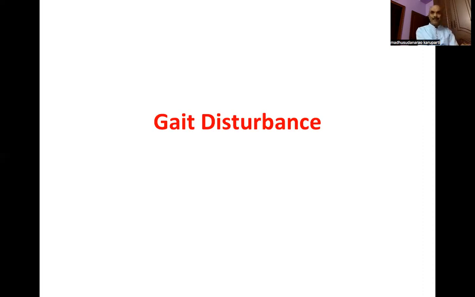From there, a command is initiated in order to carry on the voluntary act, say, initiate the gait. So, subtle disturbances in the peripheral as well as the central nervous system can cause gait disturbances.